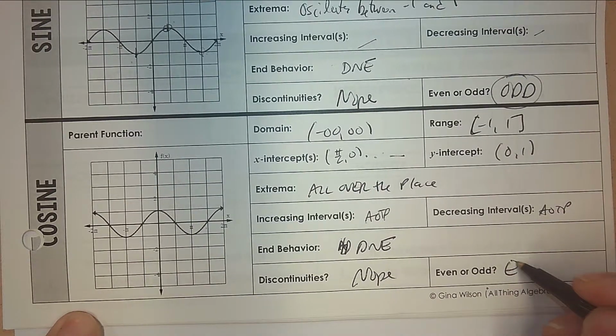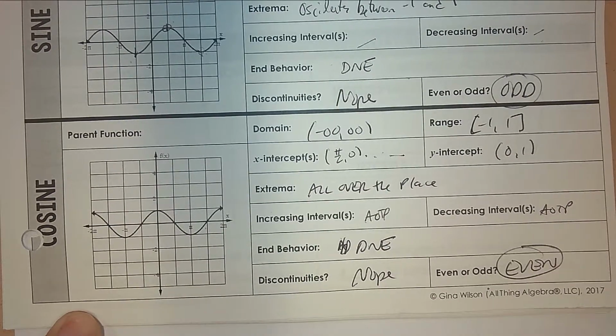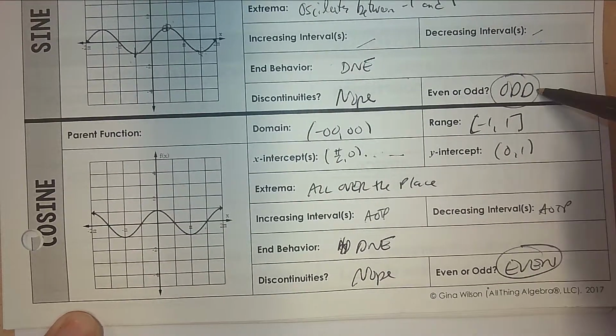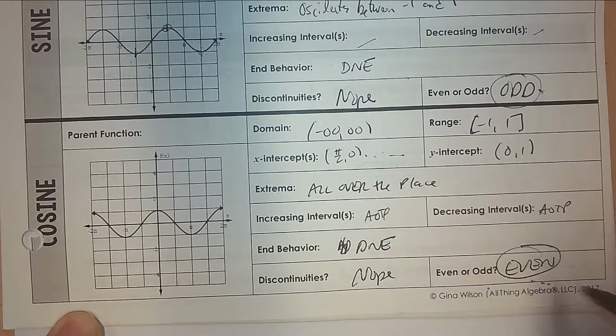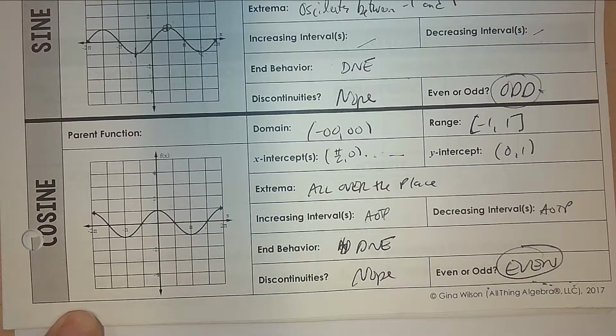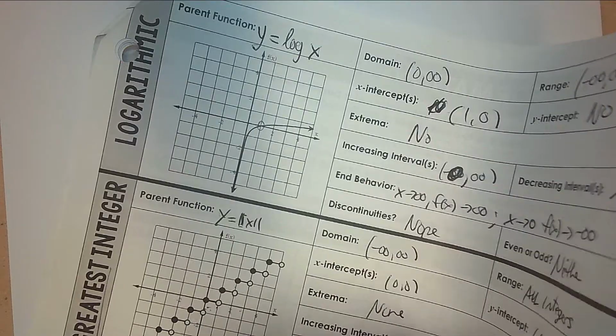The big difference between sine and cosine has to do with symmetry. Sine is odd, and it starts in the middle. Cosine's even, and it starts at the top of the wave. Big, big. That's the difference between the waves. All right, turn the page.